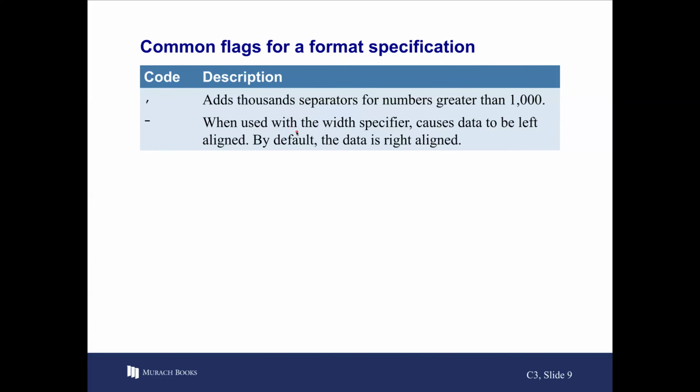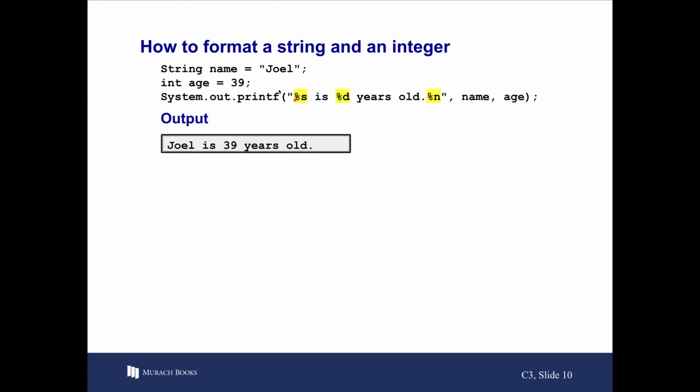If you're trying to build things in columns, you can use the printf with dash and some width specifiers to do that. Here is an actual example. So here's our format code. %s is %d years old, period, %n. This is going to take a string value, then an integer value, and replace them. So this is my format code, and then I give it two variables here. The first name will be replaced on the %s, and the age will be replaced on %d. You can see this is my output. Joel is 39 years old.